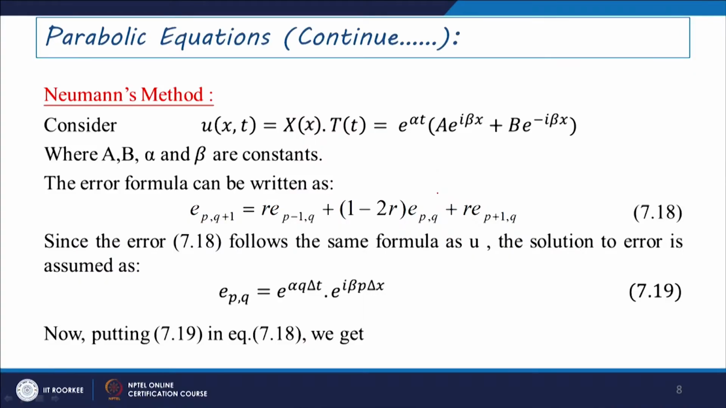So if we go for Neumann's method, which is specifically written in variable separation form, u of x, t can be written in the form of X of x and T of t, which can be written in an exponential form with complex coefficients. Especially this is written in a generalized form as e to the power alpha t into A e to the power I beta x plus B e to the power minus I beta x, where A, B, alpha and beta are constants.